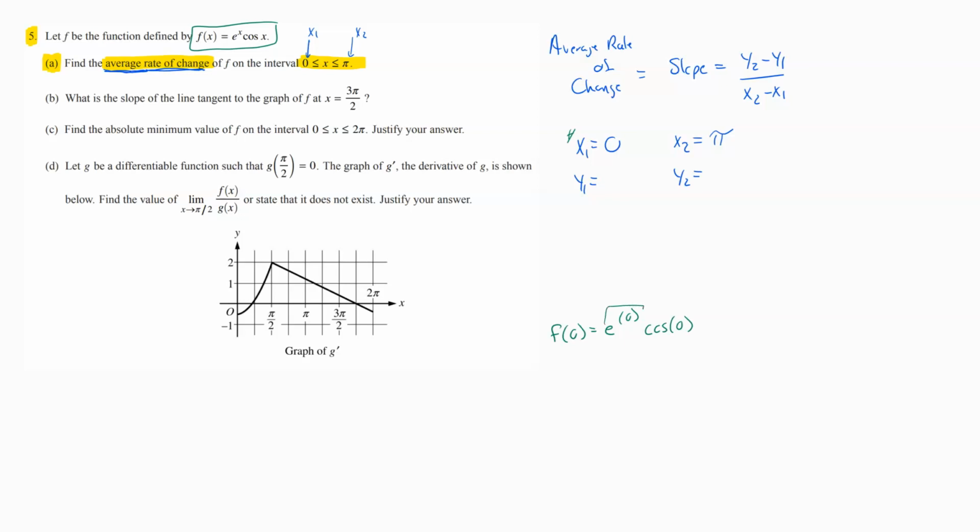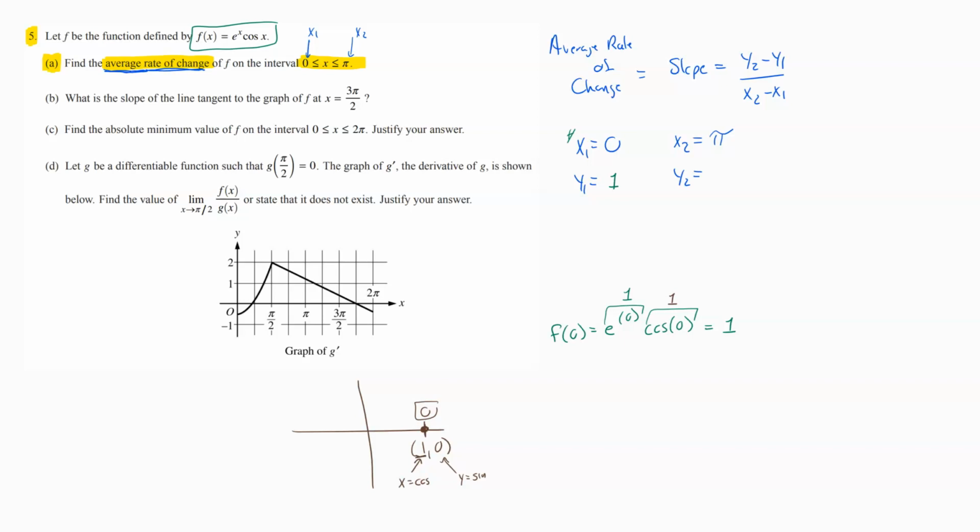Cleaning this thing up, anything to the 0 power is 1. And then the cosine of 0, this is where you've got to know your unit circle like the back of your hand. The cosine of 0, that's this point here on the unit circle. That's the point (1, 0). The x value is always the cosine value, and the y value always gives us the sine value. So the cosine of 0 is 1, so that's 1 as well. So then f of 0 is going to just equal 1 times 1, so f of 0 equals 1.